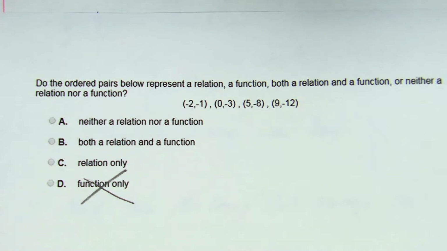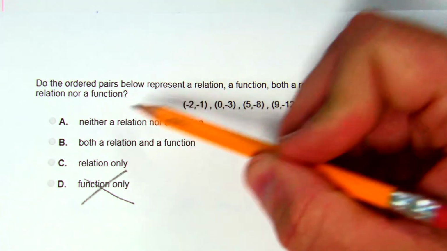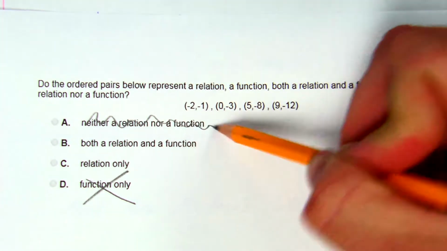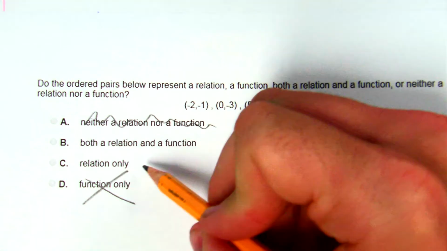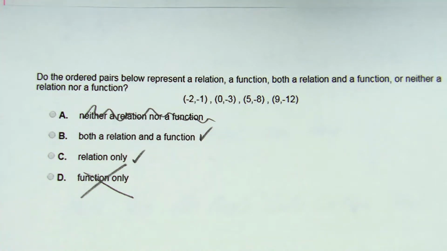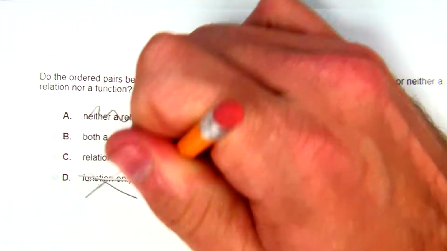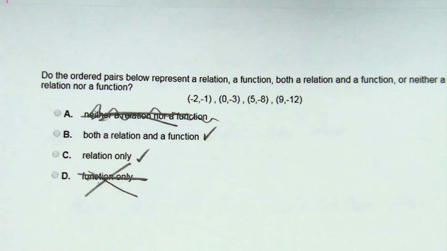If you pick function only, that implies that it's not a relation, so that can't be. It can't be neither a relation nor a function, because it's always a relation. So whenever you get a question like this, it's either a relation only or both. So right off the bat, you never ever pick ones that say neither or a function only. They're always wrong.